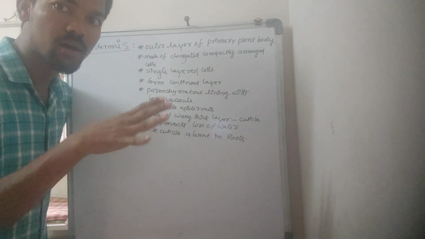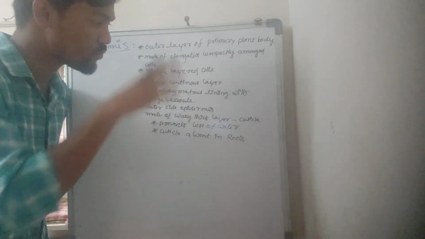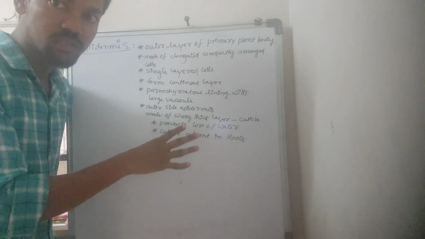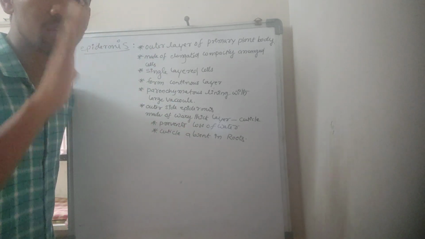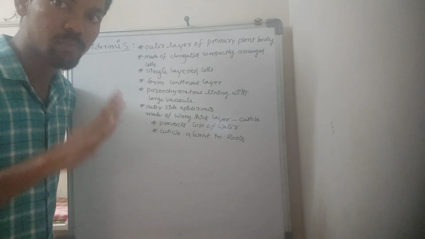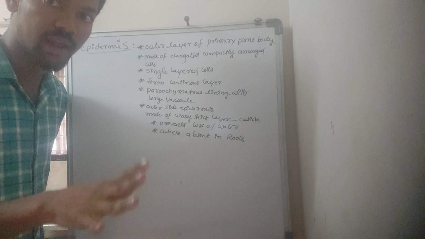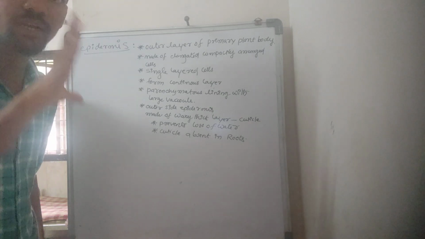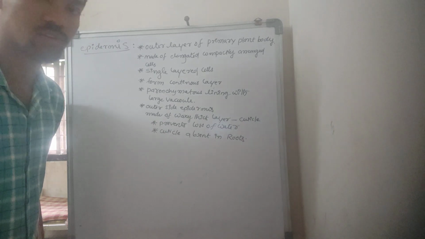These lines are taken only from NCERT, not out of syllabus. If you read this, you will get 360 out of 360. It means both botany and biology in the NEET exam. You have to consider only NCERT lines. That's why you will get easy marks. So it is made up of elongated, compactly arranged cells.